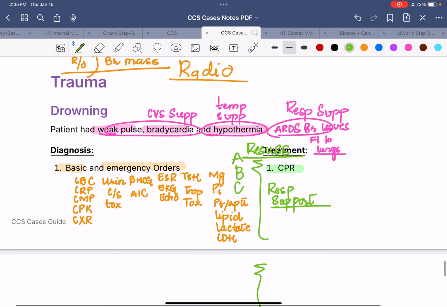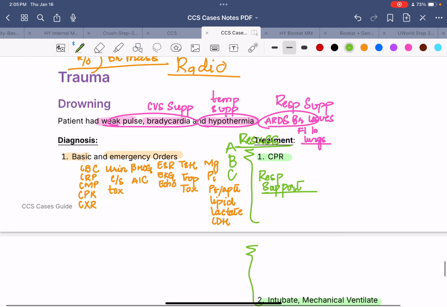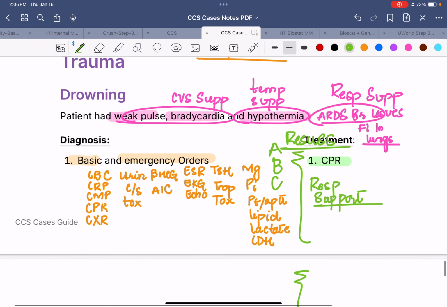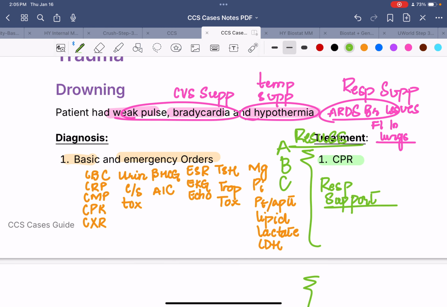In trauma, the first case is that of drowning, where the patient will come to you with a history of, of course, drowning, with a weak pulse, bradycardia, and hypothermia, right? So you are going to do the basic and the emergency orders. Always remember the basic orders with C5, UP, and then G3, M1, P2, and L3.